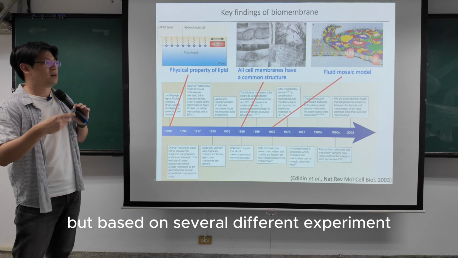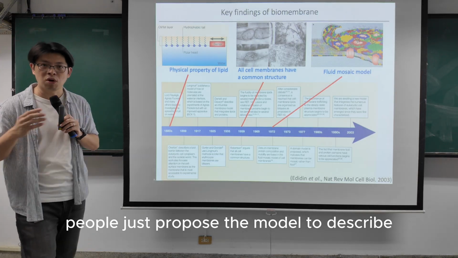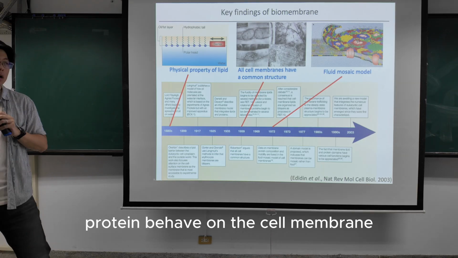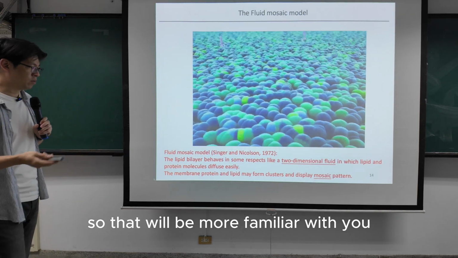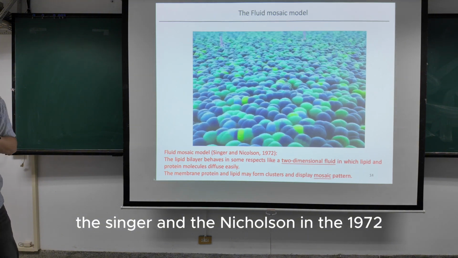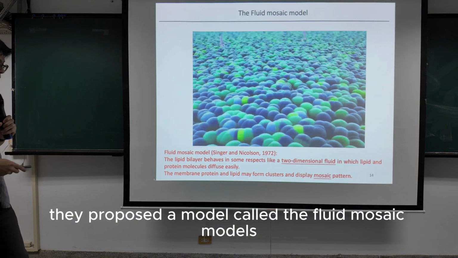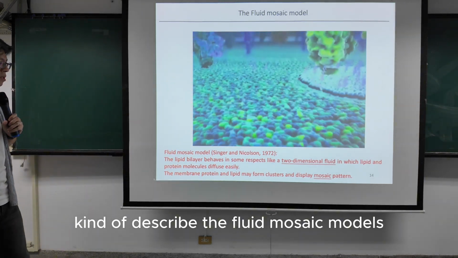But based on several different experiments, people proposed a model to describe how lipids and membrane proteins behave on the cell membrane. This will be more familiar to you. Singer and Nicolson, in 1972, proposed a model called the fluid mosaic model. This video describes the fluid mosaic model.